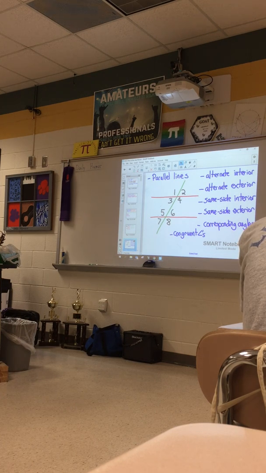Same side interior. They're on the same side of the railroad tracks. So 3 and 5 are same side interior, 4 and 6 are same side interior. They have to add up to 180 degrees. Same side exterior would be 2 and 8, 1 and 7.